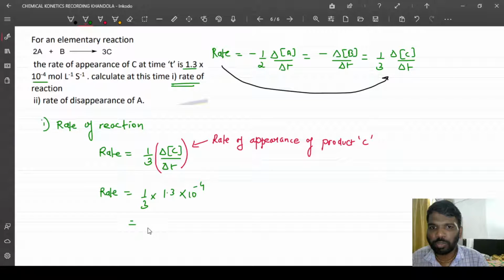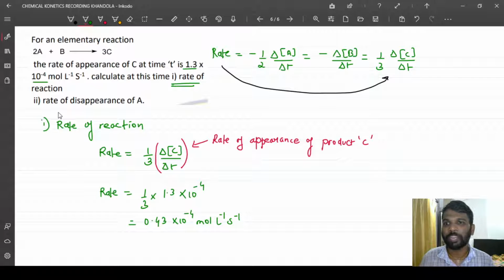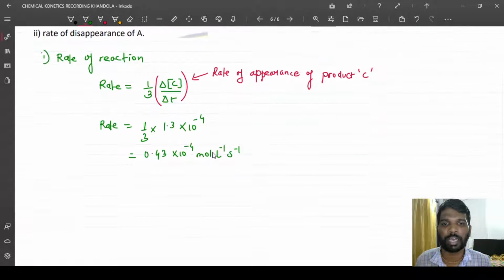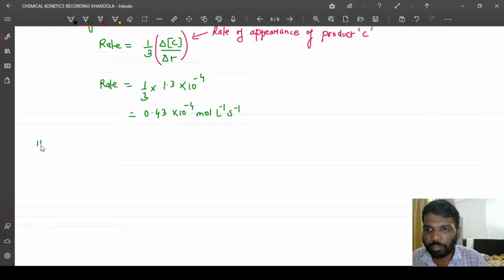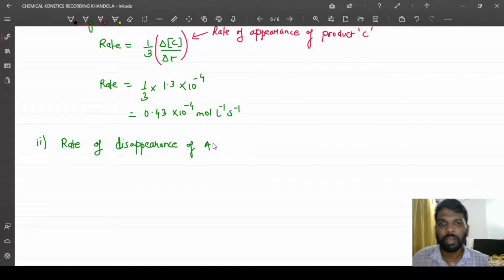So how much does this come to? 1.3 divided by 3 comes to 0.43 into 10 raised to minus 4 moles per liter per second. This is about the rate. Now the second question: the rate of disappearance of A is asked. So second, what we need to find is the rate of disappearance of A. Now we have two options.